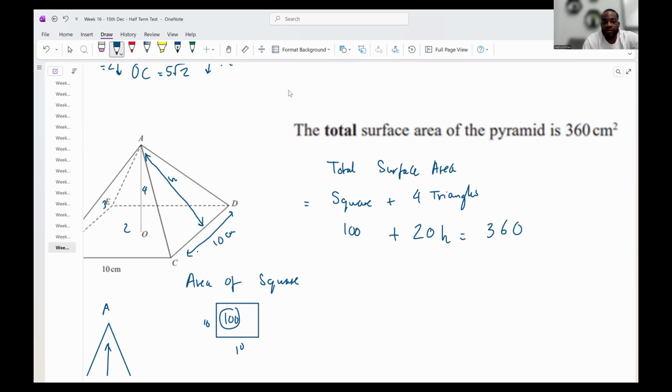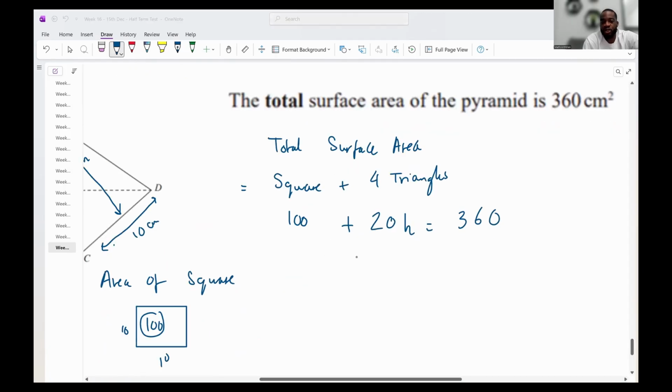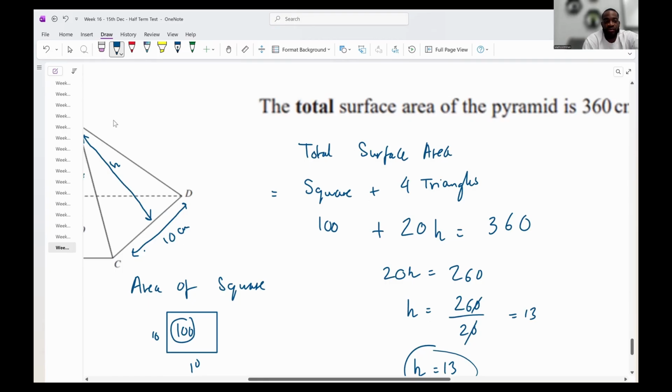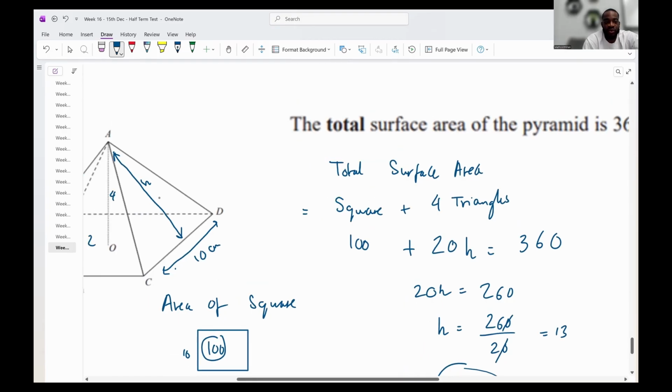Yeah, good stuff. So then now what I can say is that I can figure out what h is. So therefore, if I move 100 over, I'd have 20h is equal to 260. And that means that h is going to equal 260 divided by 20. The zeros cancel. 26 divided by 2 is 13. So the height is 13 centimeters. How is that helpful? We've done a lot of work to figure out that this diagonal height is 13, right? How is that helpful though?